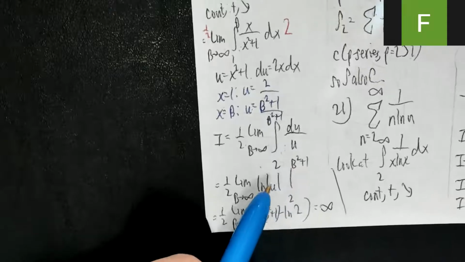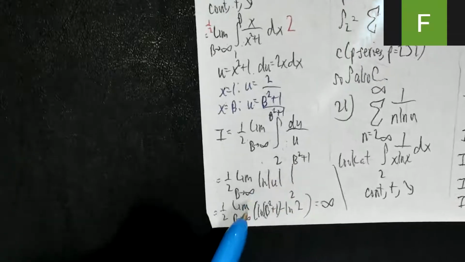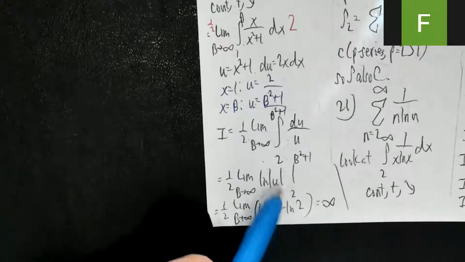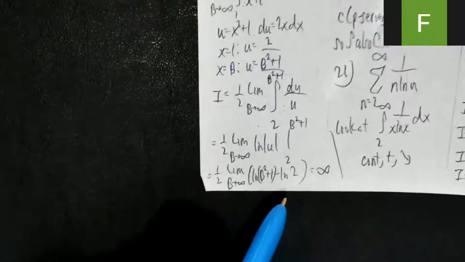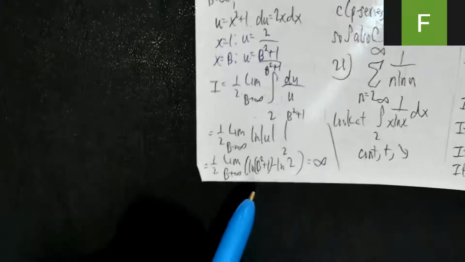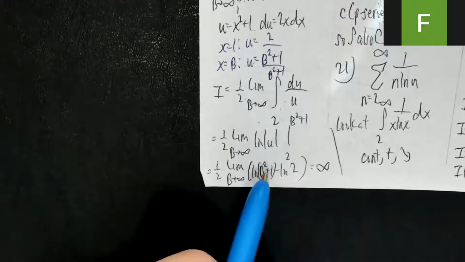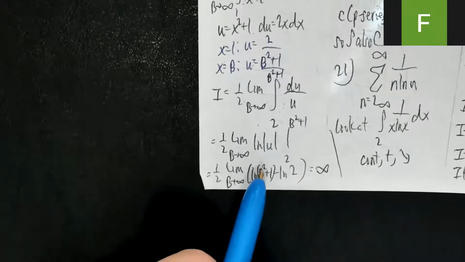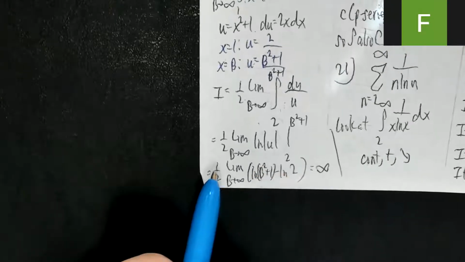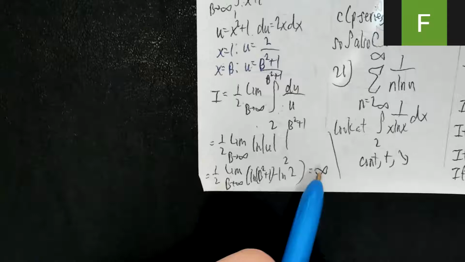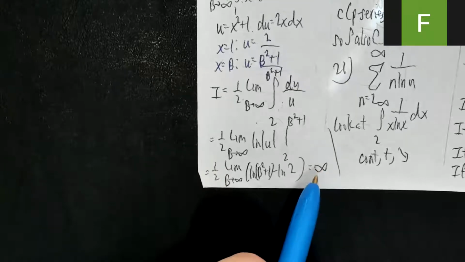Equals 1/2 limit as b approaches infinity. Plug in b squared plus 1. The absolute value of b squared plus 1 is b squared plus 1, minus the absolute value of 2, which is 2. And that goes to infinity. If b is big, b squared plus 1 is big, ln of that is big. Subtract that puny number, it's still big. Half of big is still big, so infinity. So our conclusion.